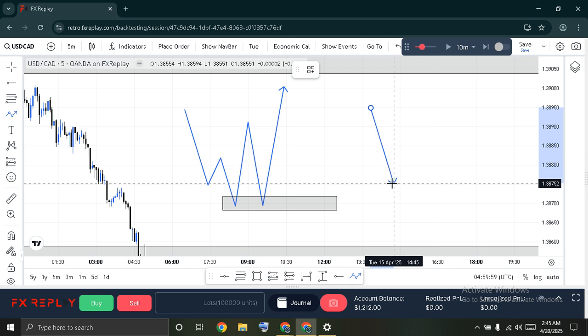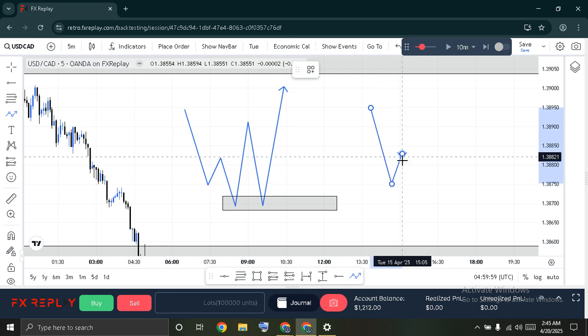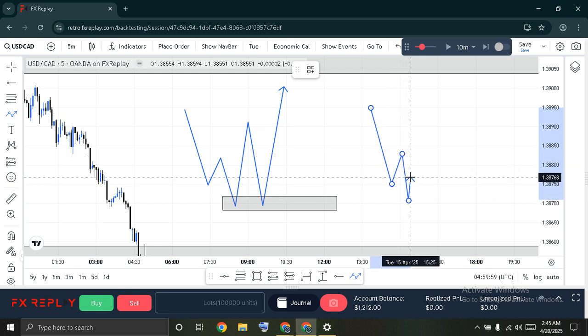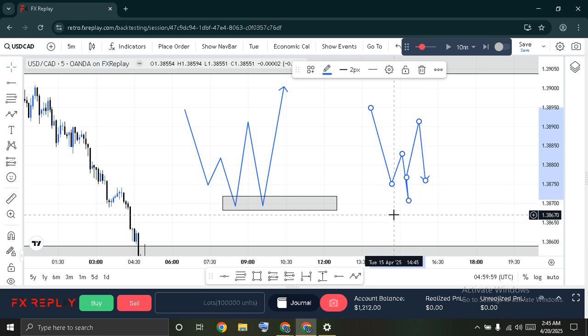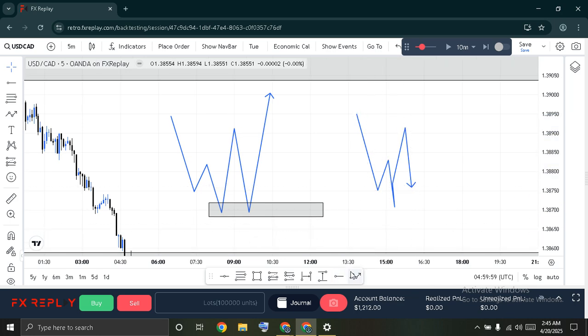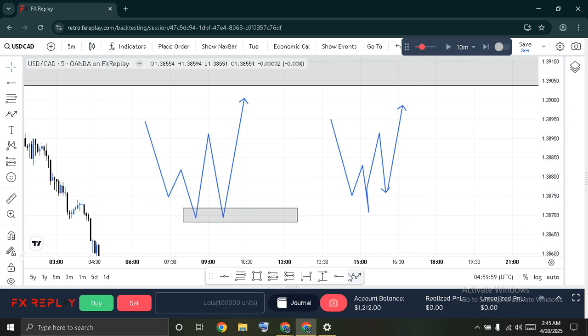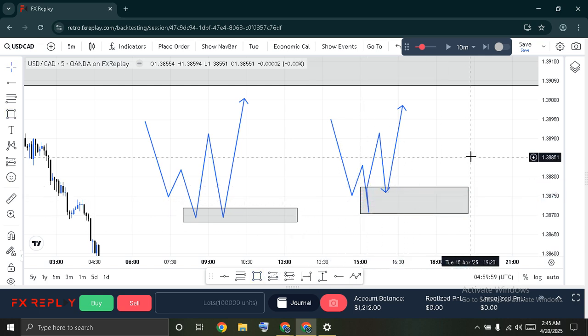Or second entry, price comes here, creating this low, wick this low, close here, creating the break of here and pushing back up. So I'll enter off here. So open here. So those are my two entry time frames.